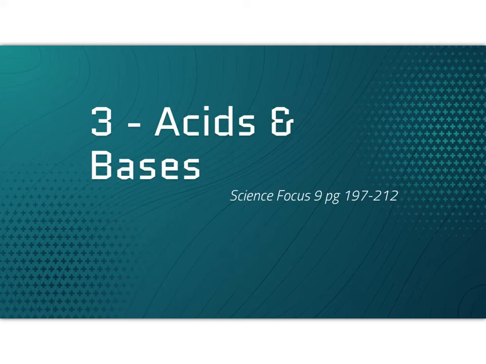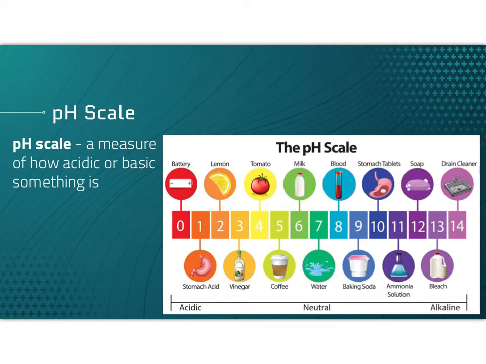Topic 3, acids and bases, from topic 3 in your textbook. The pH scale is a way to measure how acidic or basic something is. So things to note, neutral is the middle of the scale, so 7 on the pH scale. Anything less than 7 is considered more acidic. The further away from 7 it is, the more acidic it is.